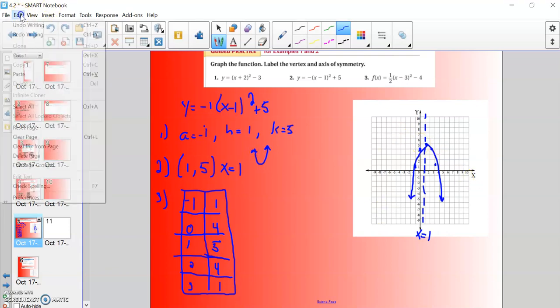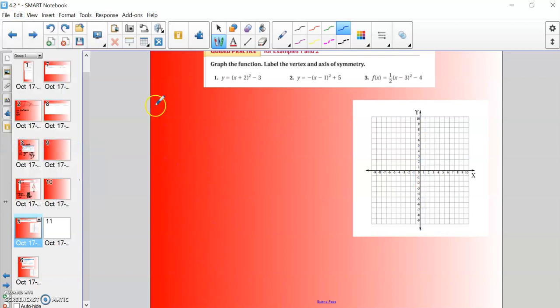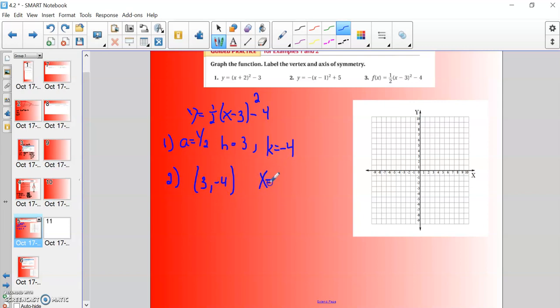So pause this again if you need. I'm going to do the last one right here in a minute. So y equals 1/2 times (x minus 3) squared minus 4. So a is 1/2, h is positive 3, k is negative 4. So step 2, our vertex is at (3, negative 4), and our axis of symmetry is x equals 3. If we use the a value, since it's positive, we're expecting our graph to open up, but we'll get that in step 3. So (3, negative 4) is right here.